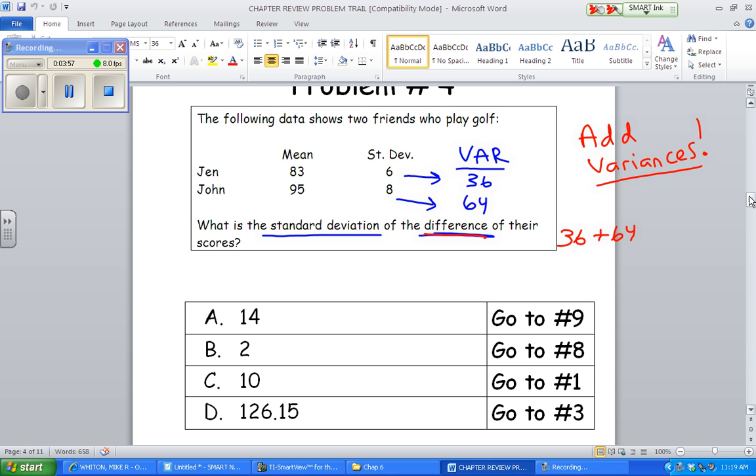That would be the variance of the difference. Now we need the standard deviation. To get back to standard deviation, we squared it to go from here to here, so to get back, we need to do the square root. This problem boils down to the square root of 100, which ends up being 10. So answer C for that problem.